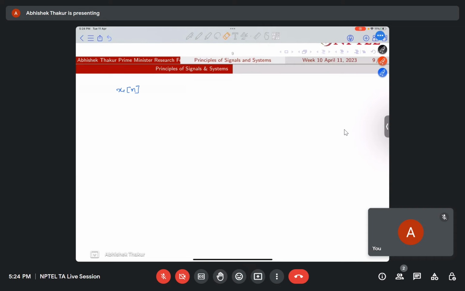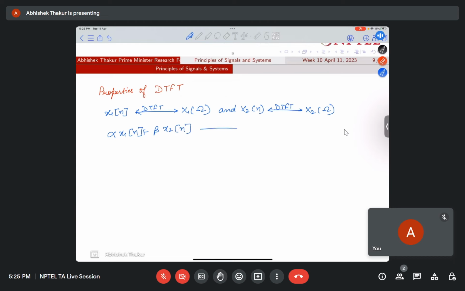Let's suppose x1 of n has DTFT of X1 of omega and x2 of n has DTFT of X2 of omega. So alpha x1 of n plus beta x2 of n has DTFT as alpha X1 of omega plus beta X2 of omega. Okay.